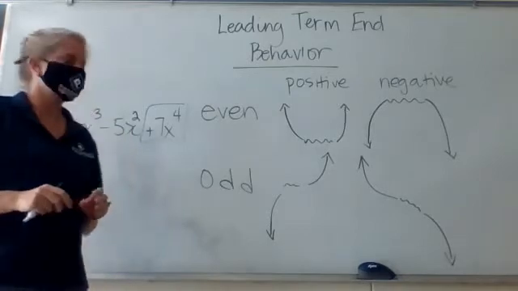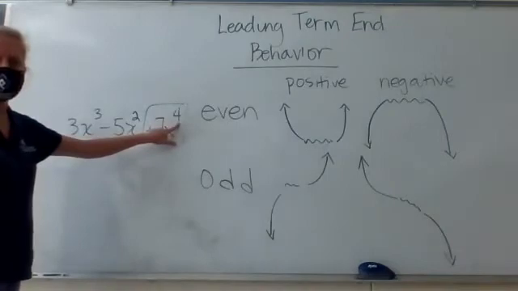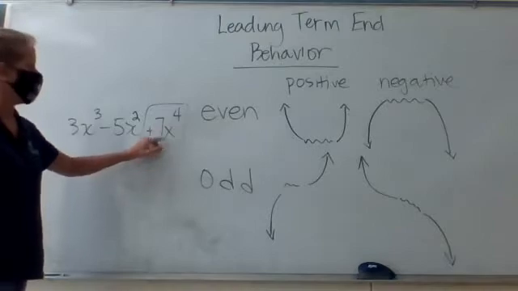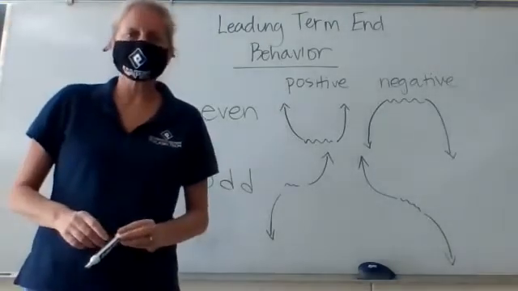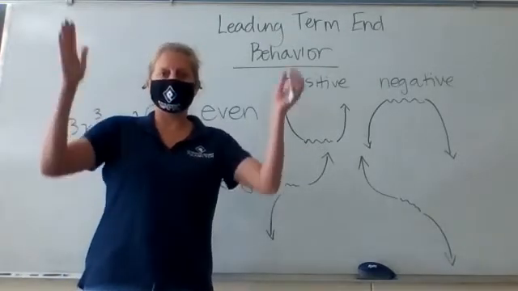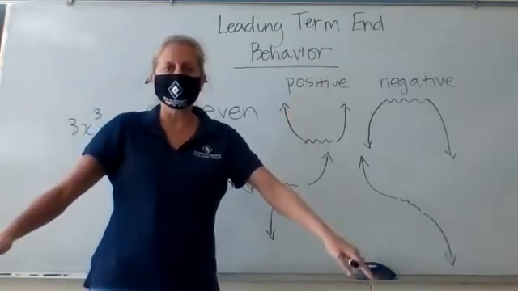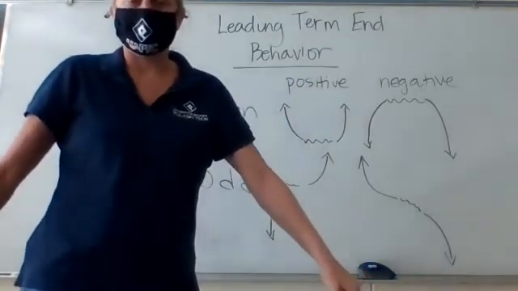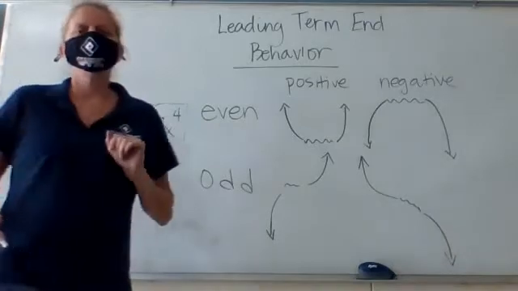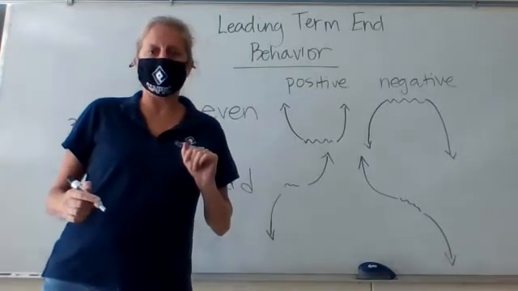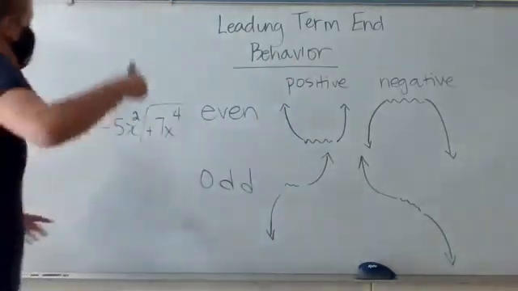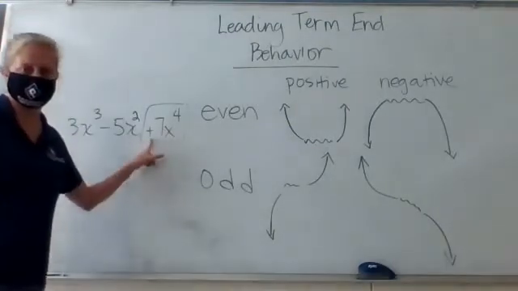Okay? The two things that you're going to look at are the exponent of the leading term and the sign of the leading term. If your exponent is even, that means the ends of your graph are both going to be doing the same thing. That means they're either both going to be going up or they are both going to be going down. So again, if your leading term's exponent is even, your end behavior is the same. Either both sides are going up or both sides are going down, and that's dependent on what the sign is.